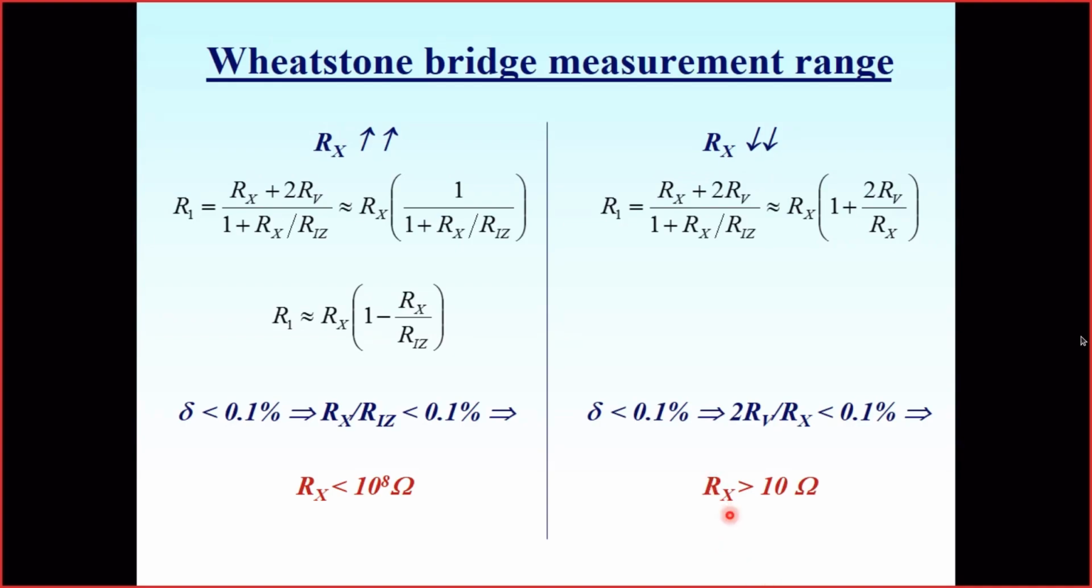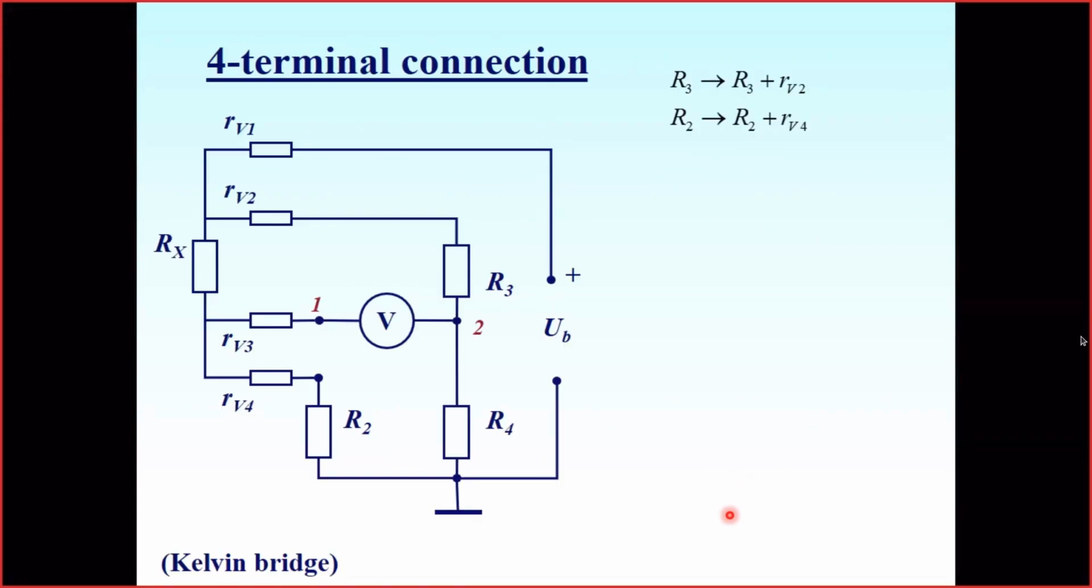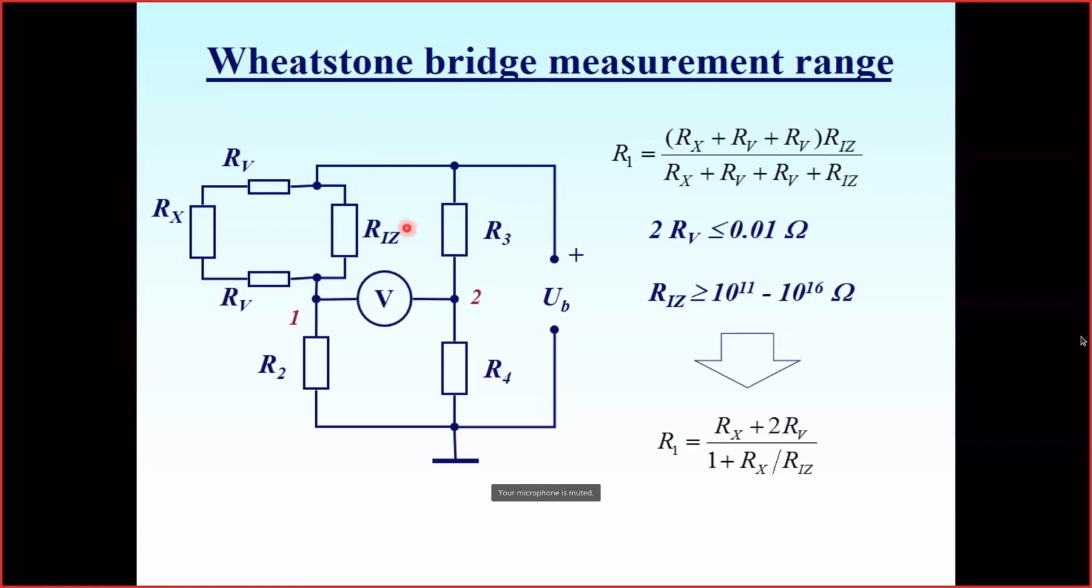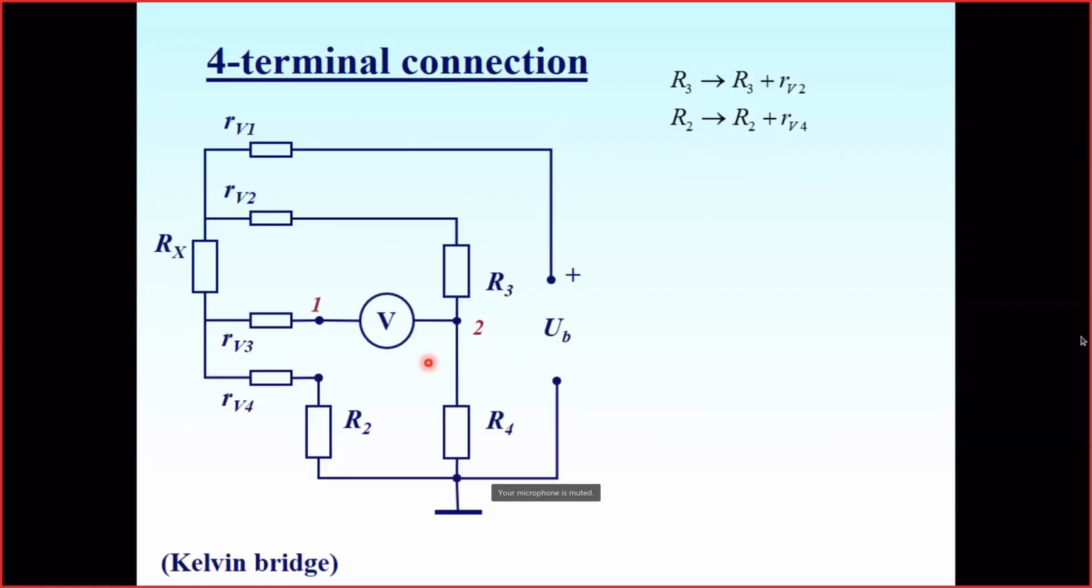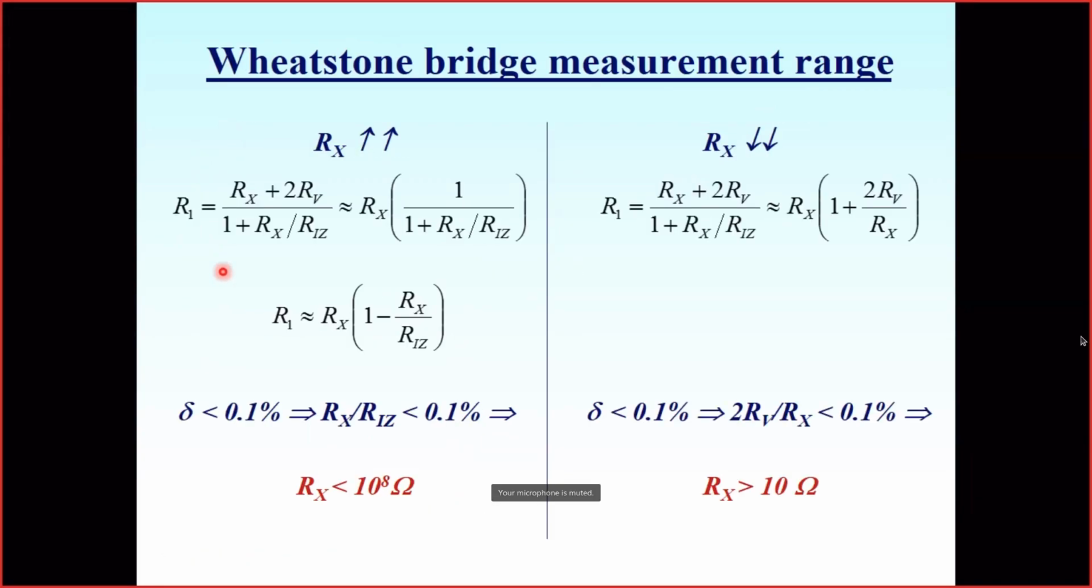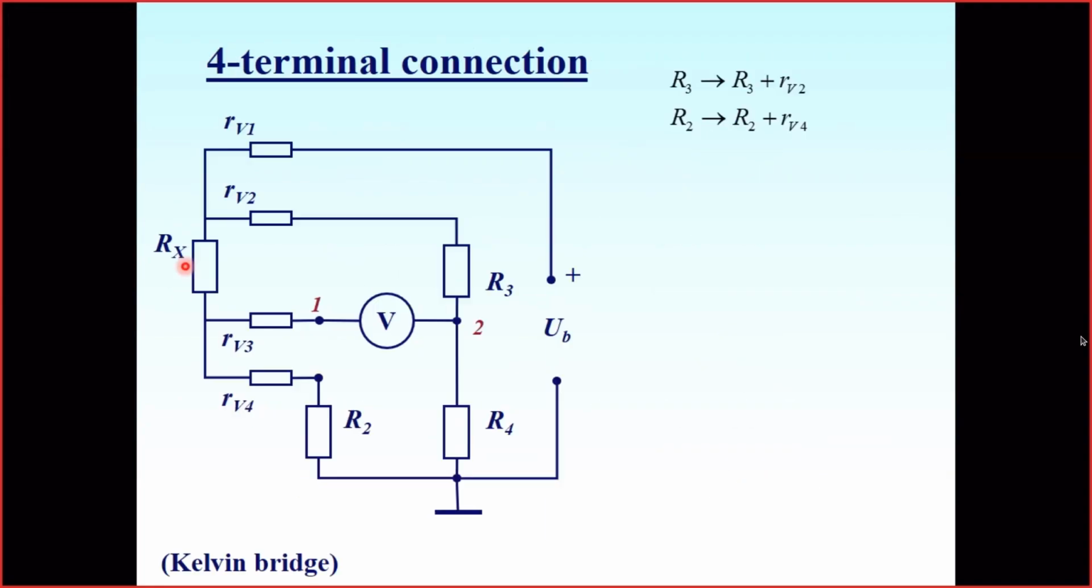So we consider now two examples of how to extend the bridge measurement range into the smallest resistances. One such method is to use a so-called four-terminal connection. In fact, we use the same Wheatstone bridge as a base, but now we connect the resistor we are going to measure not with two wires like here, but with four wires. So two wires from one side, and two from the other.